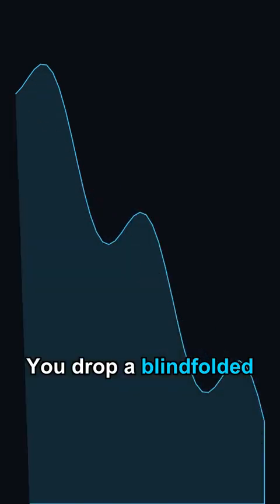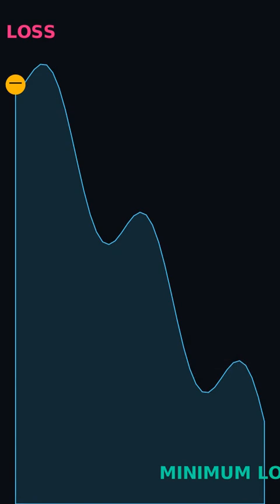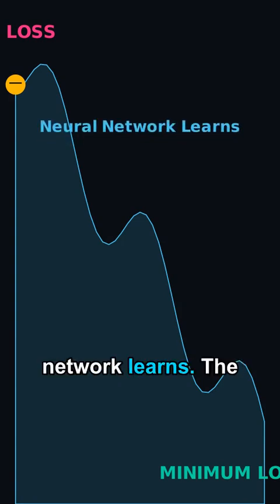You drop a blindfolded hiker on a mountaintop. Their only job, reach the valley floor. No map, no eyes, just one sense, the slope under their feet. Sounds impossible, but that's exactly how a neural network learns.